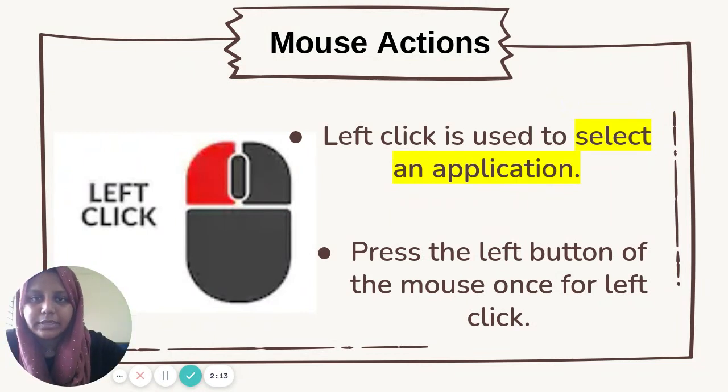So what happens when you click the left button? You can select anything. How in the Google Meet we select the mute button, we select the camera button. Yes, we can select the raise hand button. So for that, to select anything, we use the left click.